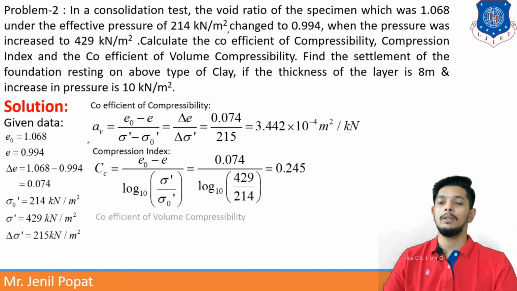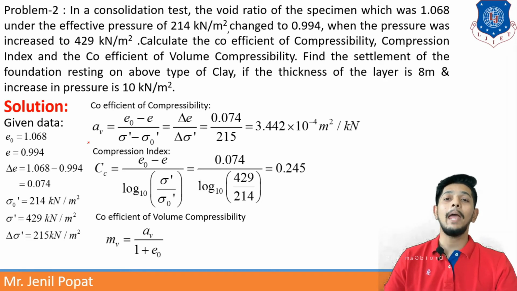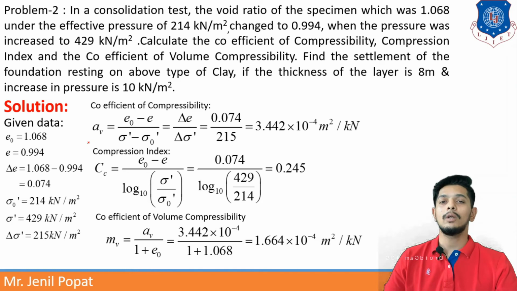Now, moving forward to the third item, the coefficient of volume compressibility. For that, I will use the formula mv is equal to av upon 1 plus e0. Now, I have av, right? e0 is 1.068. So the value coming out for mv, or coefficient of volume compressibility, is 1.664 into 10 raised to minus 4 meter square per kilonewton. So these are the basic three things.